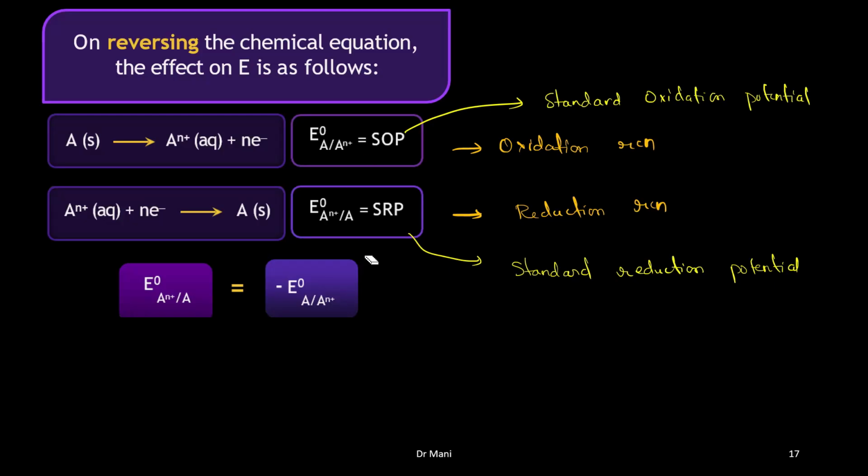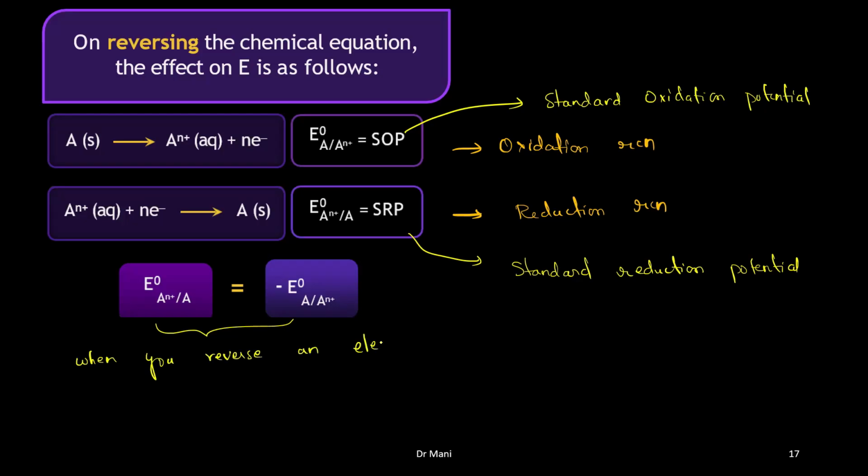And if you see, their values are just opposite. The signs are opposite. So remember, the standard reduction potential is equal in magnitude, but opposite in sign to the standard oxidation potential. Just remember this. So when you reverse the chemical equation, the sign will become opposite, but the magnitude remains the same. Is this clear? Yes, sir.